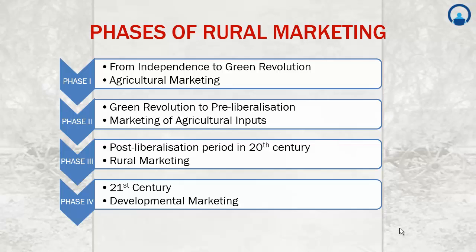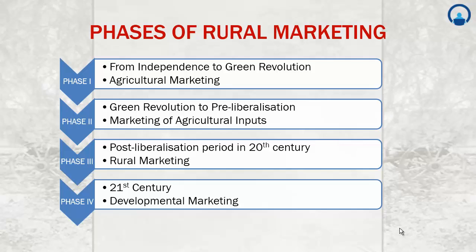In phase 3, which was the post-liberalization period in the 20th century, this was when rural marketing actually began. Here the major products were consumer durables, which were produced and consumed by the rural consumers. The source market became both urban and rural market, and the target market now was the rural market.